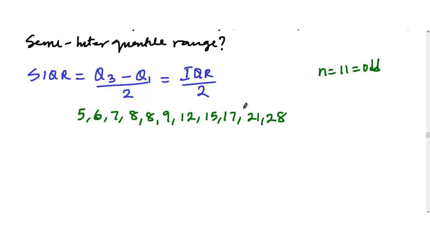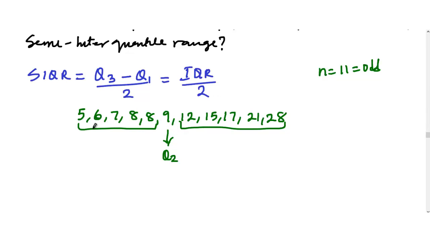So if it is 11, that will be 5 to the left, 1, 2, 3, 4, 5, and 5 to the right, 1, 2, 3, 4, 5. So in this case, this is our Q2. Like I said, we are not looking for Q2, but we use Q2 to determine our cutoff point. So this is the cutoff point that splits the data.